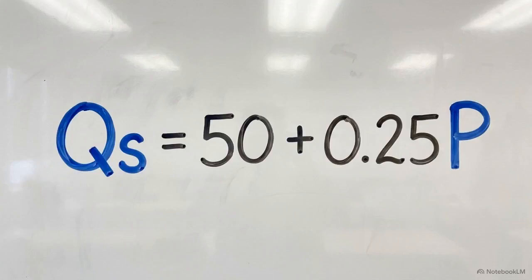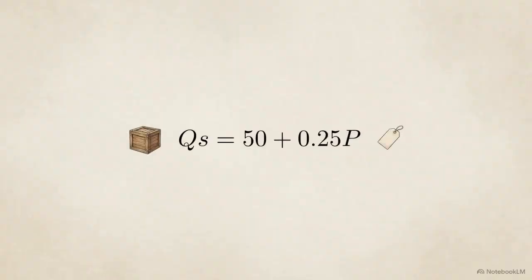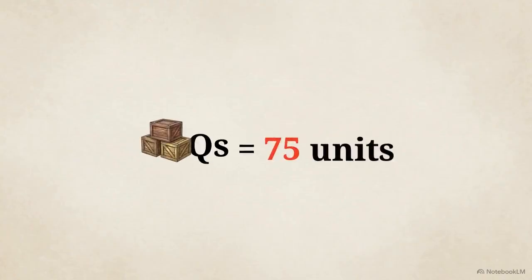This relationship can also be calculated using a supply function. This equation predicts exact quantity supplied based on specific price inputs. If we substitute a price of 100 into this formula, we multiply it by 0.25 to get 25. Adding that to our base of 50 gives us a total quantity supplied of 75 units.